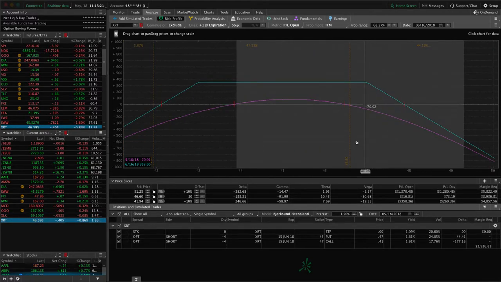So XRT, we've got this short strangle, price just kind of hanging out in the upper end of the range. No adjustments needed yet. Could use a little bit of downside movement and some more theta decay to benefit that. So that's all the alerts. That's all the positions that we have on. I like where we're at. We're in a good position here with a lot of different diversified symbols.